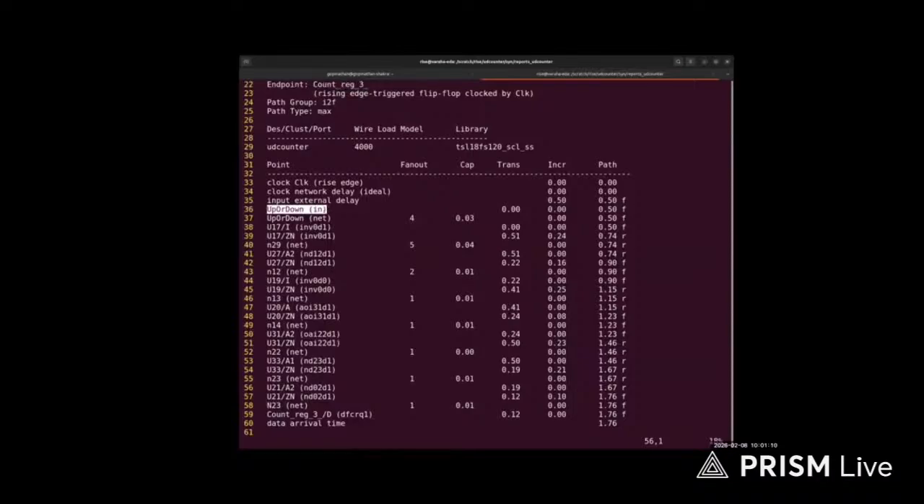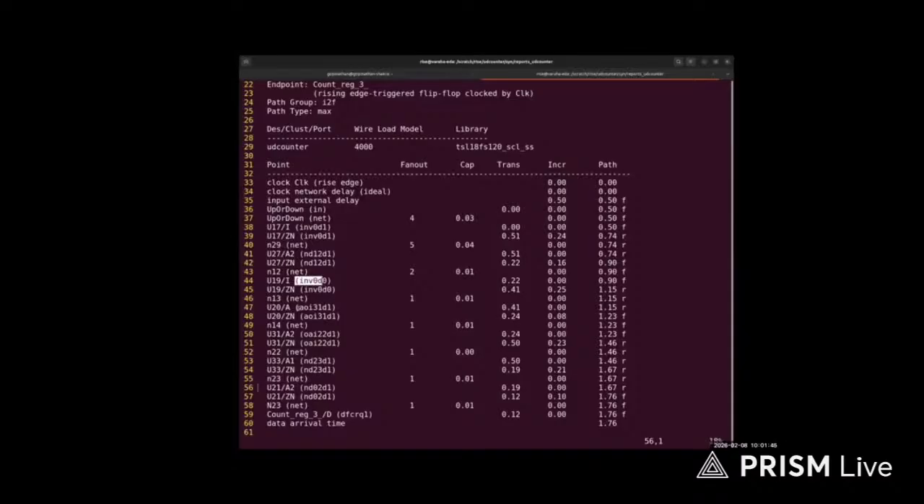Then it is going to an inverter, input to an inverter. INV0D1 is an inverter. In that, I is the input of the inverter, Zn is the output of the inverter. Then from the output of the inverter, it is going to a NAND gate input A2. And from the NAND gate's output Zn, it is going to again an inverter.